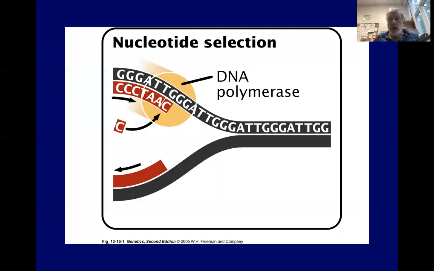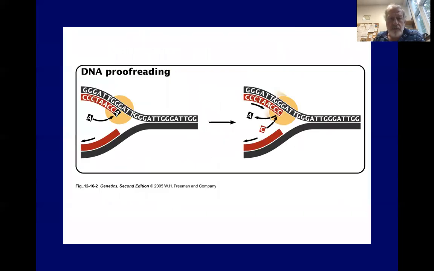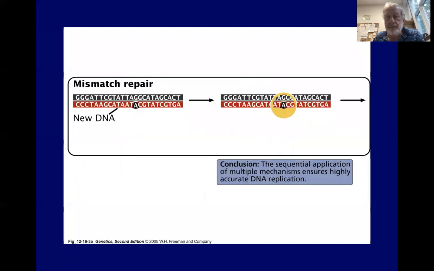So this shows you there can be proofreading at the level of nucleotide selection. Here the DNA polymerase molecule, the orange ball there, is proofing which nucleotides are being brought in, making sure it's the right one. So here they're bringing in A, but an A doesn't pair with a G as C does, so it kicks out the A and has a C brought in instead, the correct one.